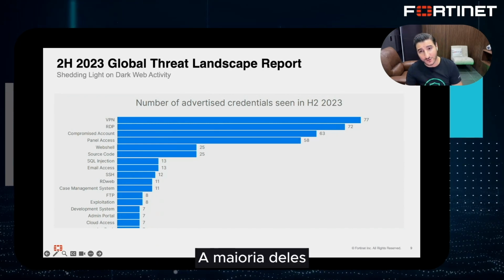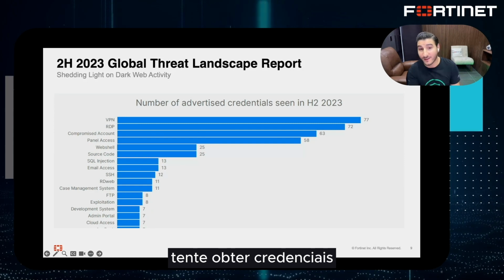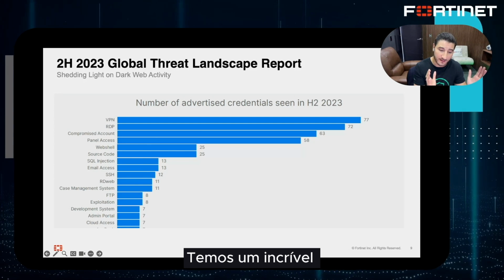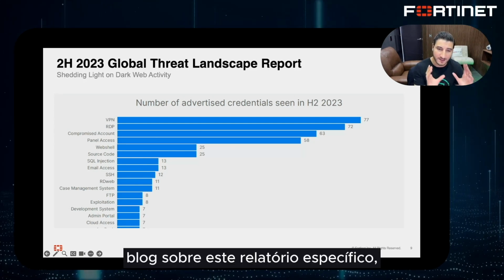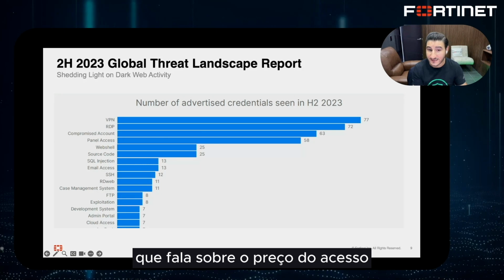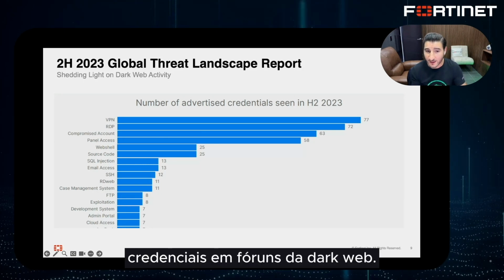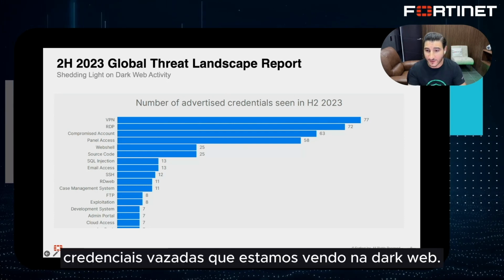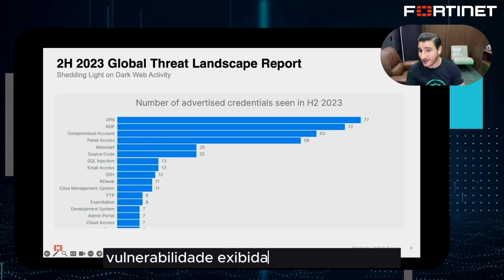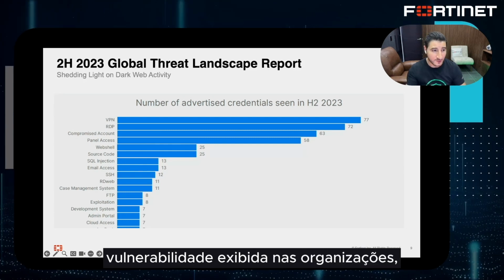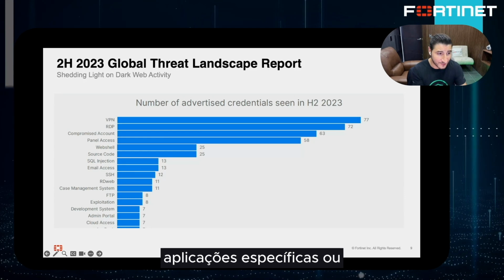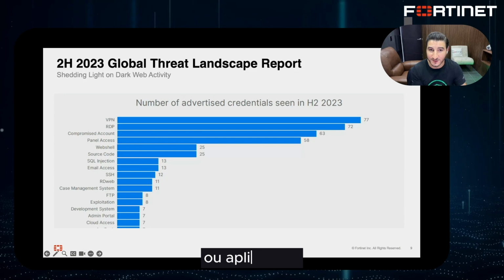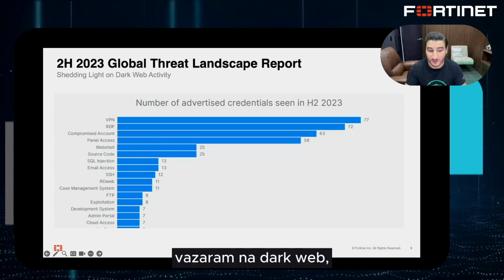So most of them try to get credentials to get access to the organizations. And we put an amazing blog in this specific report to talk about the pricing of access credentials on dark web forums. We talk about the most leaked credentials that we are seeing on the dark web. And this is the level of vulnerability exhibited by the organization, right? So if you are using these specific applications, you need to understand if those specific credentials or applications were leaked on the dark web, right?